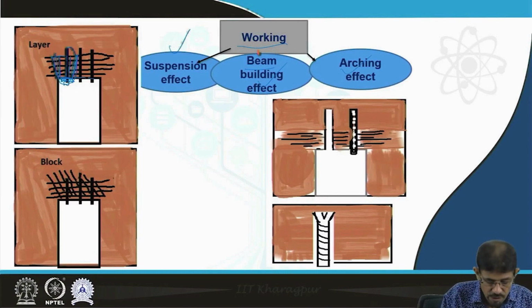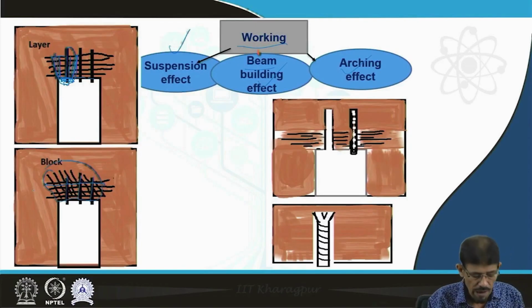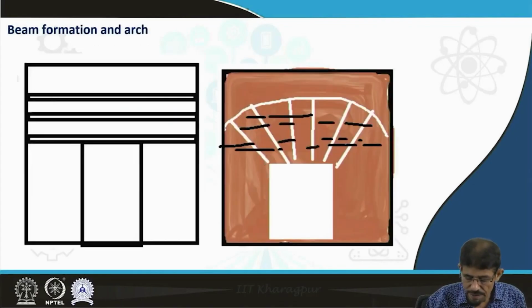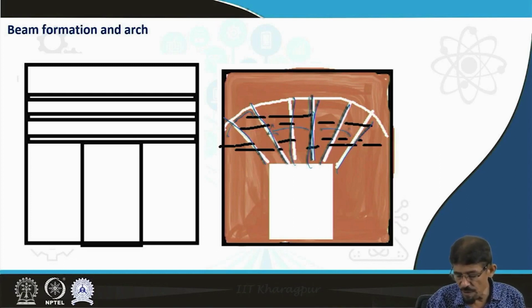Another is we are going to stitch all the damaged rock and make this block as a simple beam. This is known as beam building effect. In another case, there is arching effect. We are going to insert the bolt inside the strata and make this structure. When there is no detachment, not allowing this block to move, then there is arching effect. This is an example of beam effect.